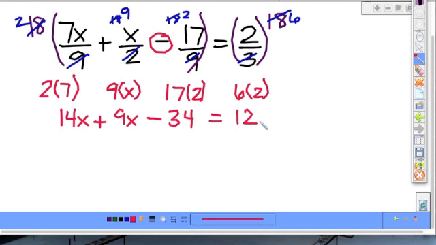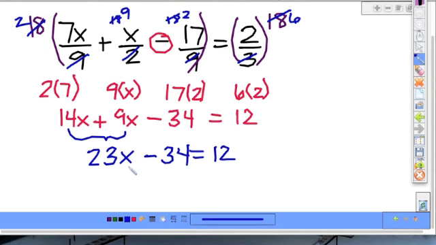Okay? Now we're going to go ahead and combine our like terms, which we have 2 x's here. So we have 14x plus 9x gives us 23x minus 34 equals 12. Now I want to get this x by itself, so I need to get rid of this 34, and I also need to combine these two like terms because they're the only two numbers left that don't have a variable. So I'm going to add 34. And when I add 34, this one cancels. I'm going to write it over here.